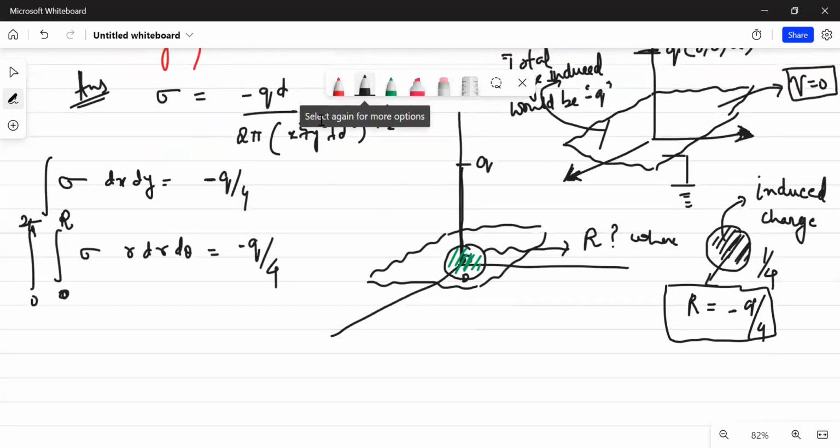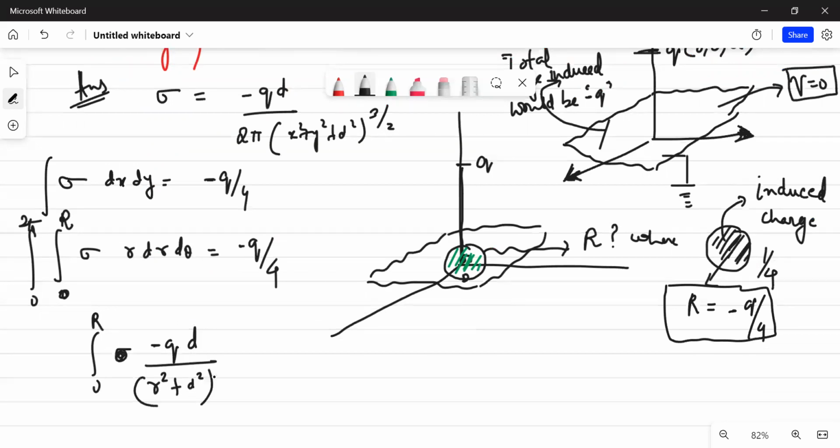And this integration, it's very easy to see, will be from 0 to R. This is sigma. What is sigma? This is minus qd upon (r square plus d square) to the power 3 by 2. This is 2 here. I'll supply, and integration from 0 to 2 pi is 2 pi, and there's a half I've done here. Okay, and there is r dr. So what I've done, I've multiplied with 2 and I've divided by 2. Is that clear? I've multiplied it by 2 because this will want me to multiply by 2, and this is minus q by 4.